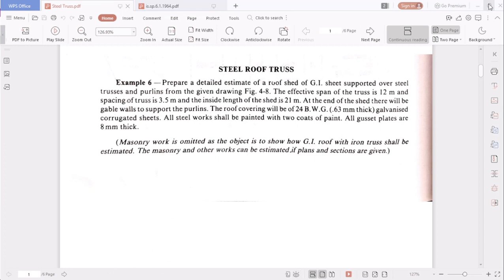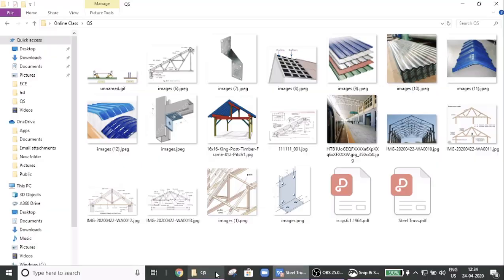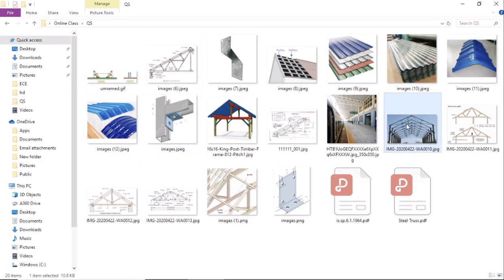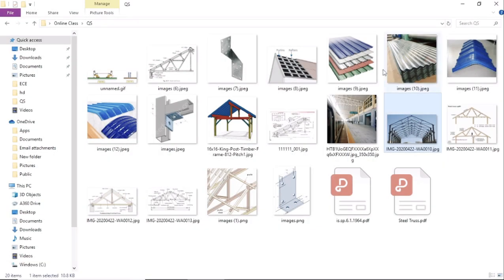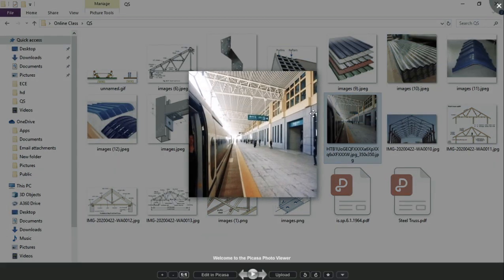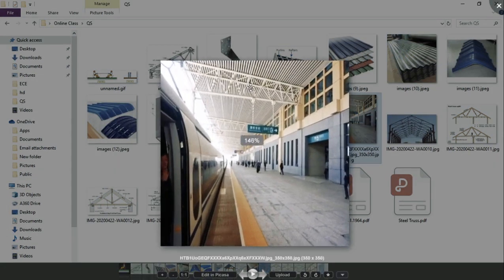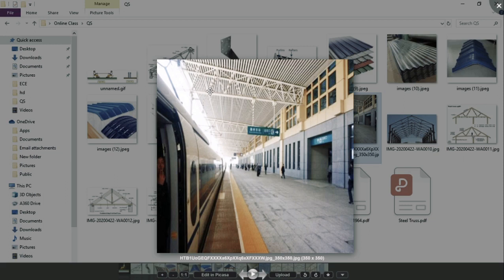To show you an example of a truss, see here, this is a truss. It contains only the tension members and the compression members. So, two-force members which are organized so that it behaves as a single object. Here our main intention is to estimate the steel roof truss. In the railway station we usually see this example.